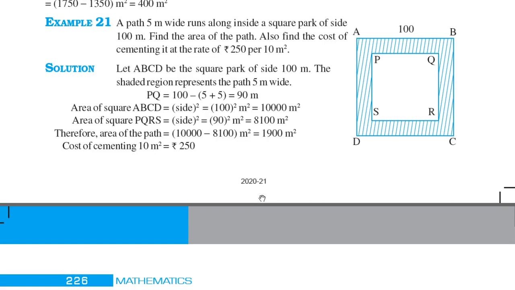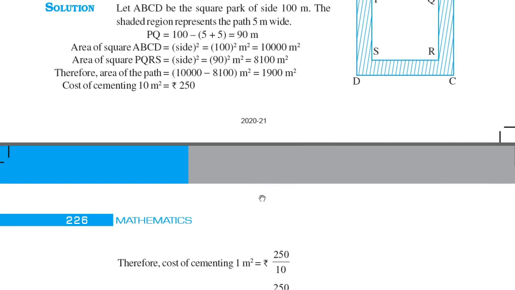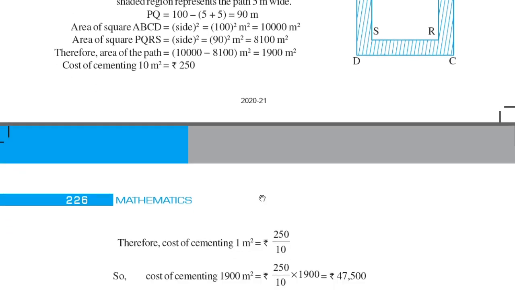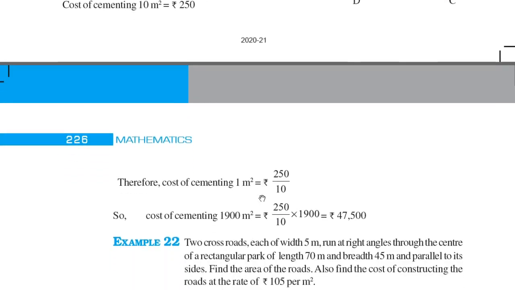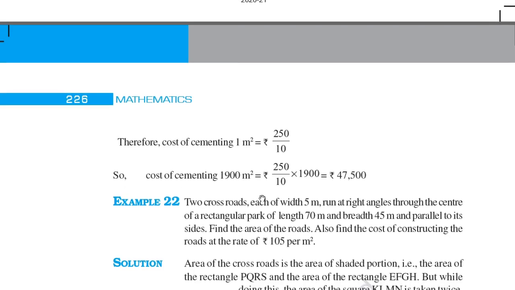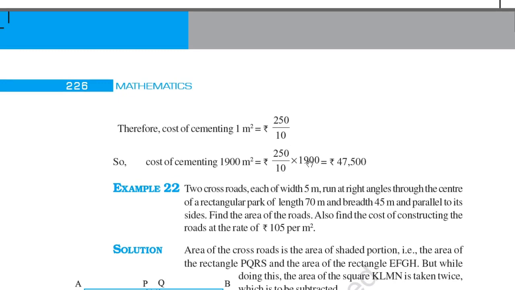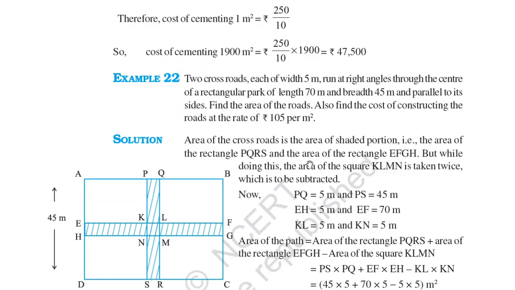Area of square PQRS, side square, is equal to 90 square, which gives 8100 meter square. Therefore the area of the path is equal to 10,000 minus 8100 meter square, that means 1900 meter square. Cost of cementing 10 meter square is 250. Therefore, the cost of cementing 1 meter square is equal to 250 by 10. So the cost of cementing 1900 meter square is 250 upon 10 for 1 meter square, and then for 1900 it will give 47,500 rupees.